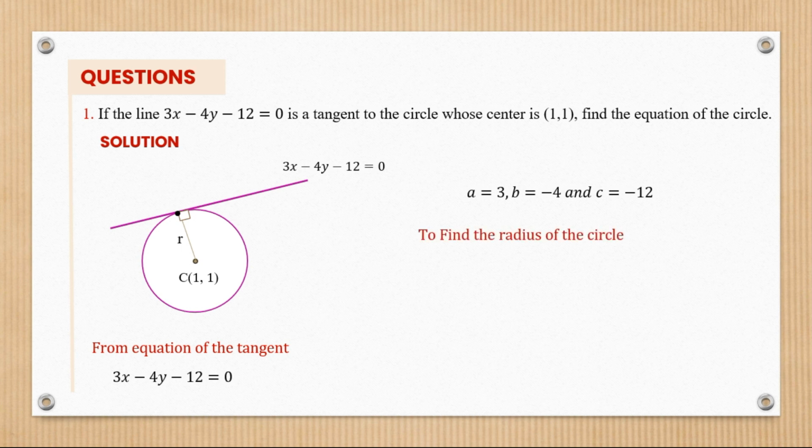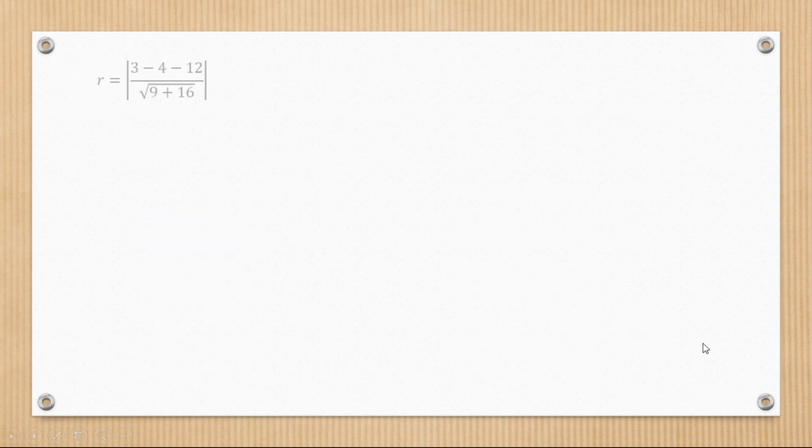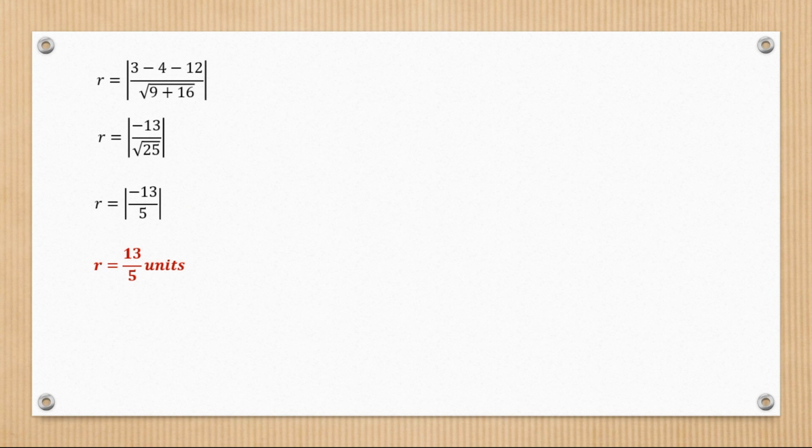So now to find the radius of this circle, we're going to use this formula. So remember, we can see that a is 3. Now remember that x and y represent the coordinates of the center, so that is (1, 1). And then when we simplify this further, I'll have it as 3 minus 4 minus 12 over root of 9 plus 16, of which I have negative 13 over root of 25. But remember that in this case, we shall ignore the negative sign. So I'll have it as 13 over 5 units for the radius.